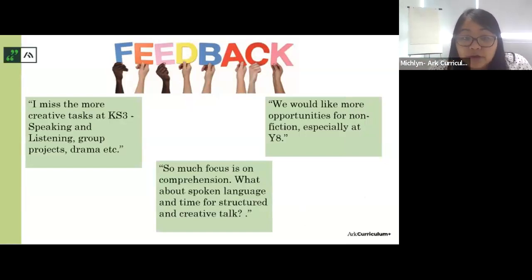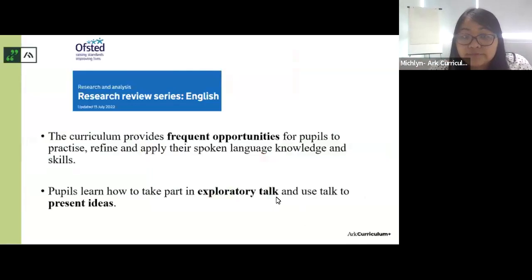Now, if you've read the recent Ofsted research review, it tells us that a really good English curriculum should provide frequent opportunities for pupils to practice, refine, and apply their spoken language knowledge, and also to take part in exploratory talk. And that should be in all units of work in the curriculum. But to have an explicit unit where that can be really refined and practiced is really important. And that's why we created our own rhetoric unit at English Mastery.